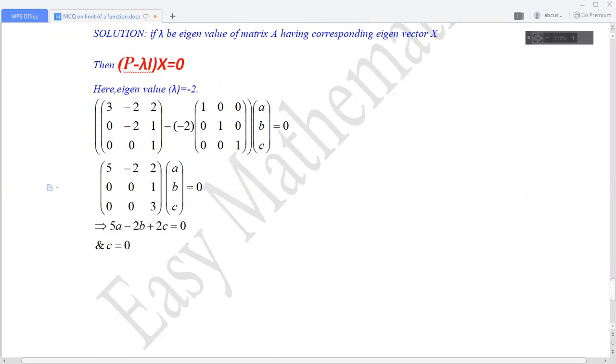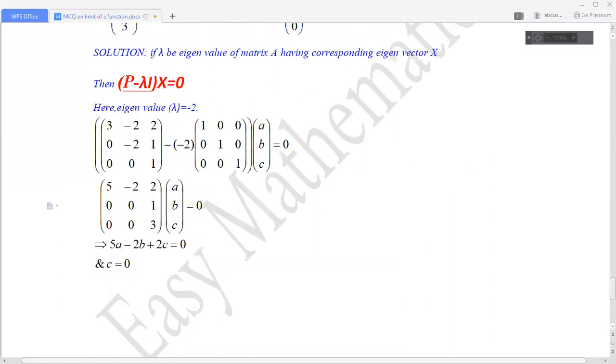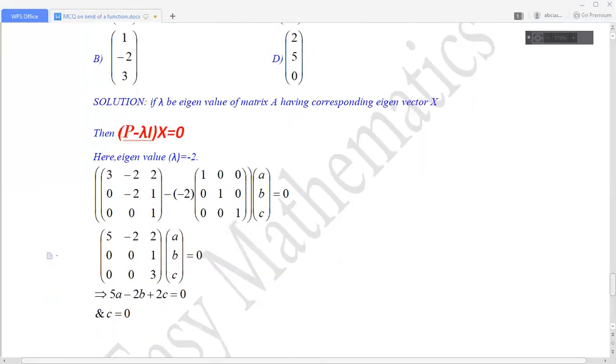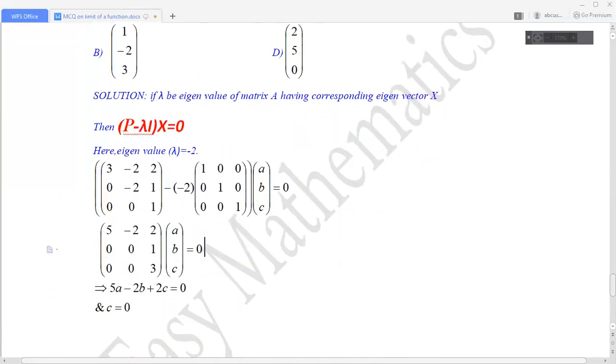If we plug in a as 2, b as 5, and c as 0, then the obtained equations will be satisfied. So option D is the correct answer for this question. In the other options, the third component is not 0, so we can easily eliminate options A, B, and C. So option D is the correct answer for this multiple choice question related to eigenvalue and eigenvector. This is a very easy question.